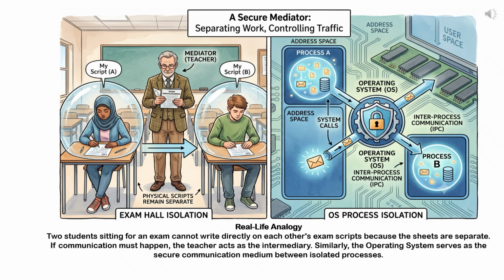Real-life analogy. Consider students writing an examination. Every student receives their own answer sheet. No student is allowed to write directly on another student's paper. If any communication is necessary, it must happen through the teacher. In this example, the teacher represents the operating system. Just as the teacher safely controls communication during the examination, the operating system safely controls communication between isolated processes.